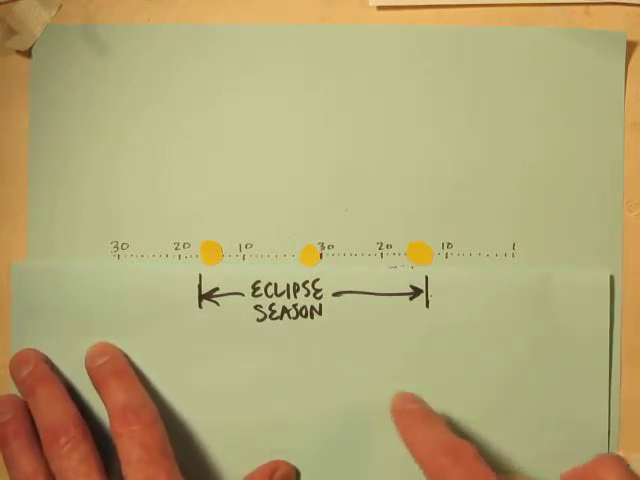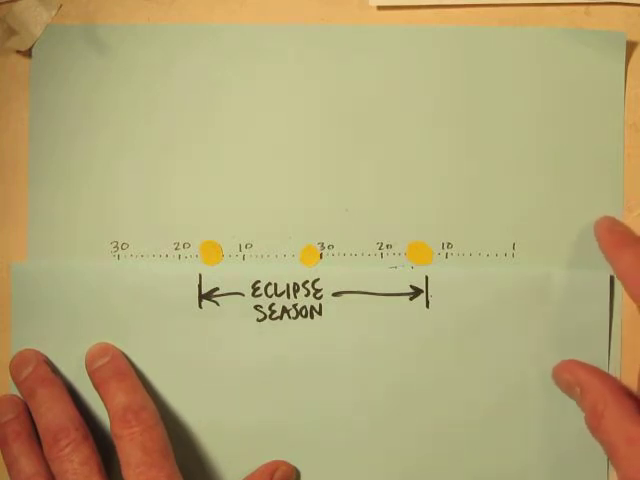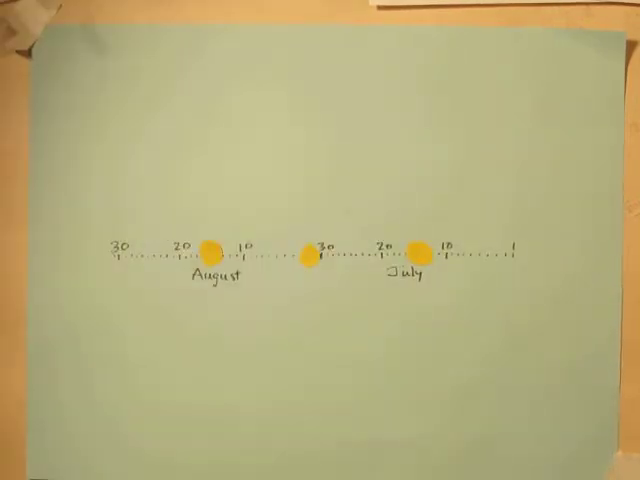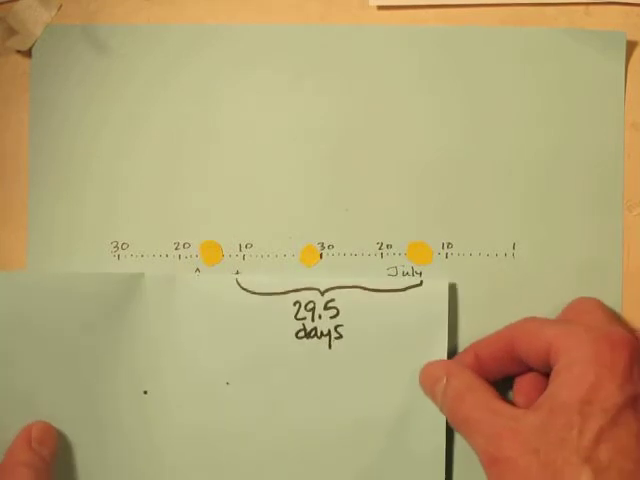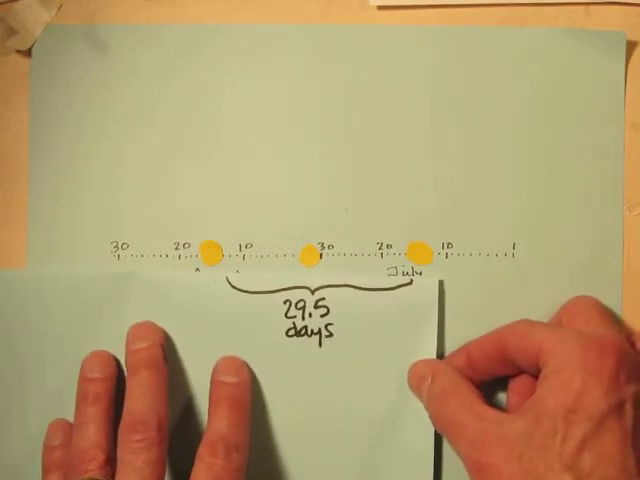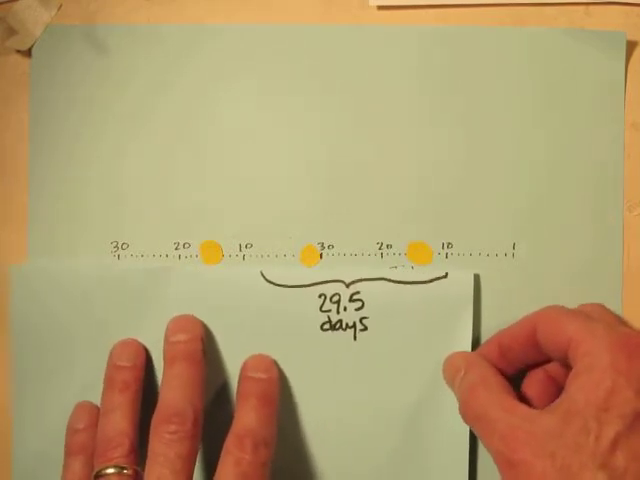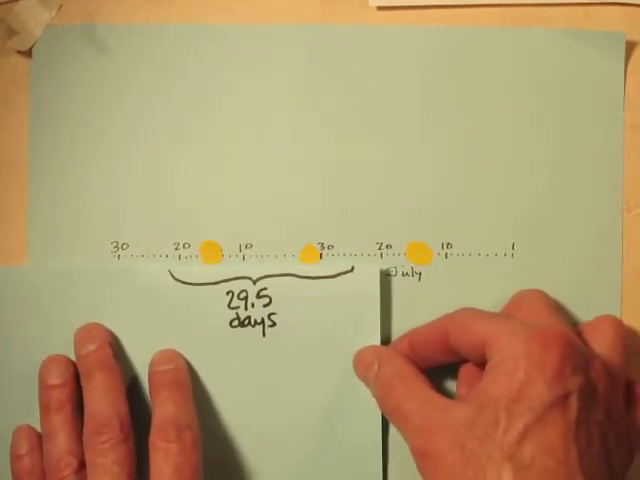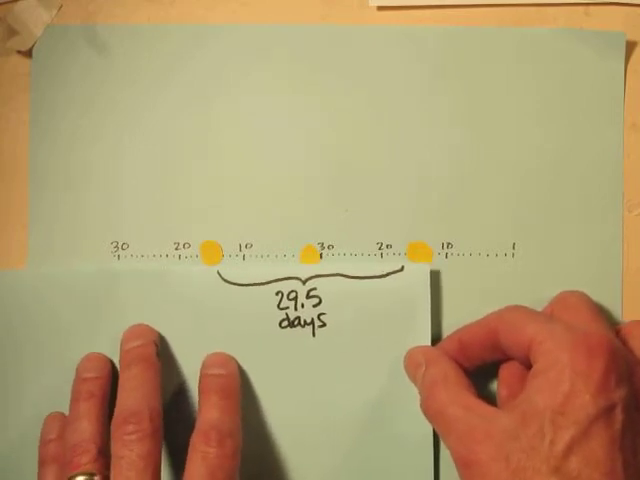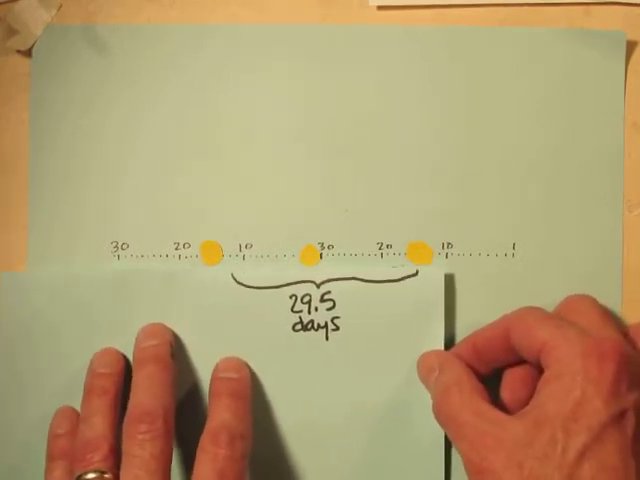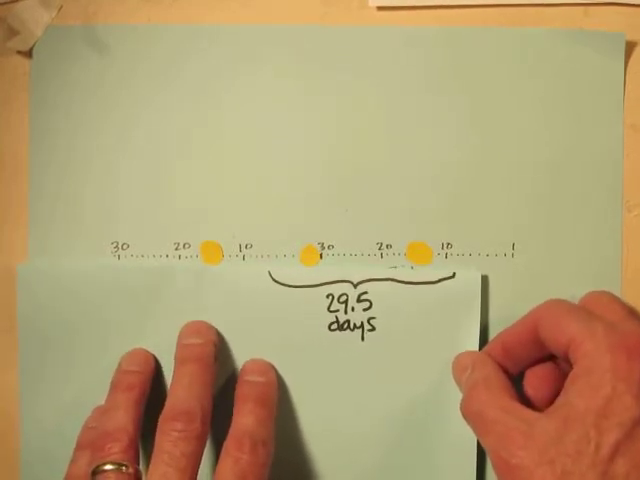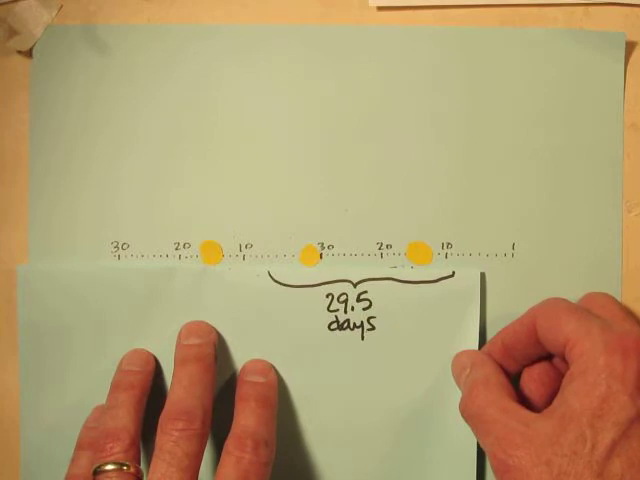Every eclipse season must contain at least one solar eclipse. To see why, remember that the moon revolves from new moon to the next new moon in about 29.5 days. So a lunar month from new moon to new moon is shorter than the length of time of an eclipse season. So at least one new moon must occur during each eclipse season. That means there must be at least one solar eclipse in each eclipse season. Because if a new moon happens during an eclipse season, there must be an eclipse.